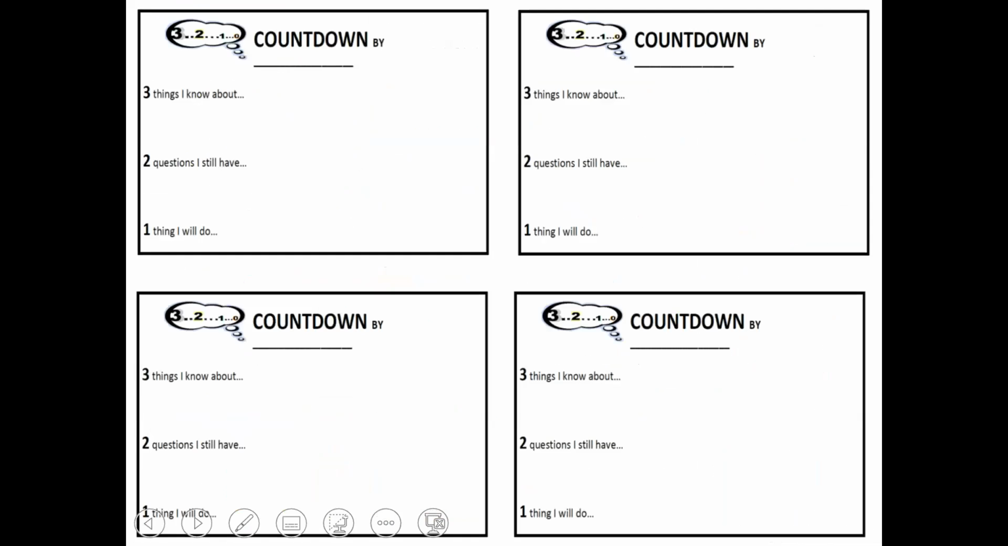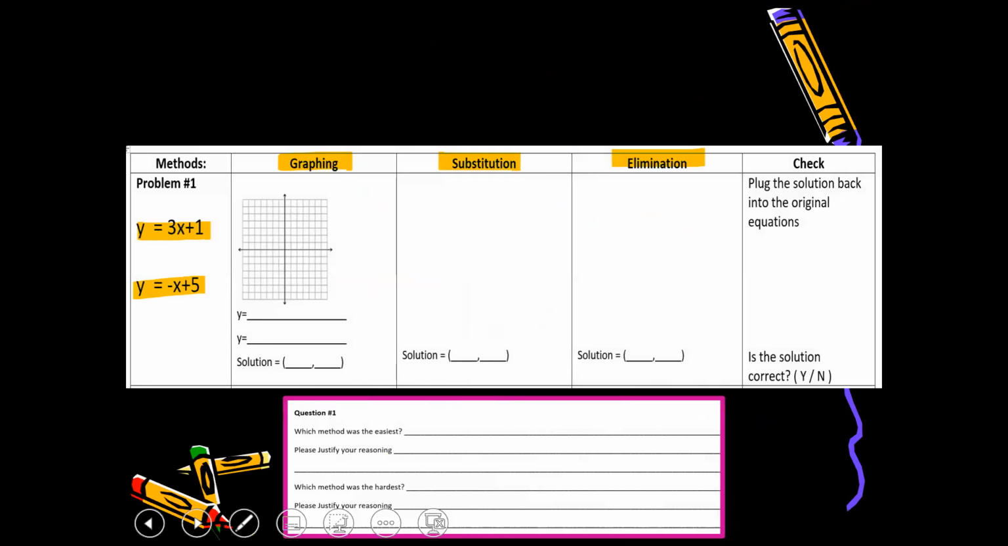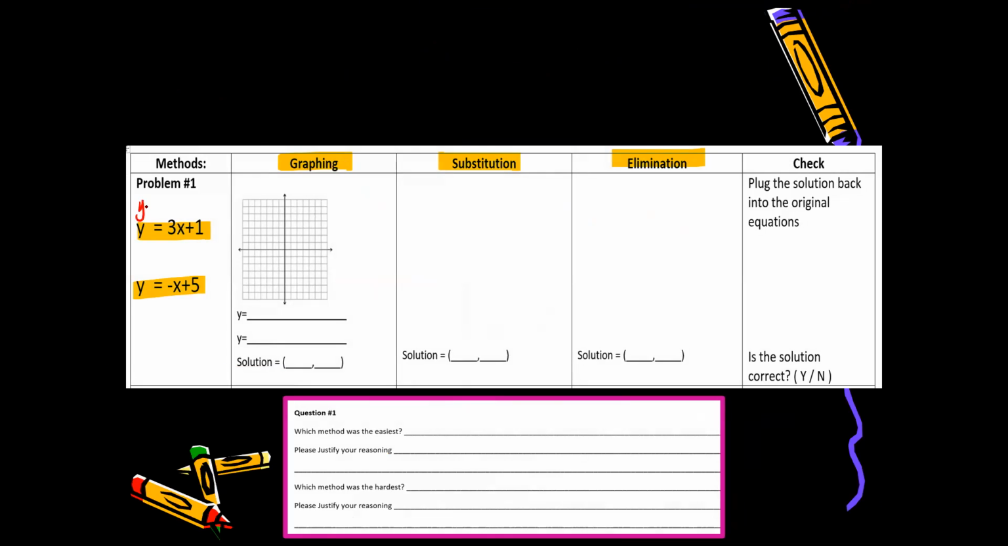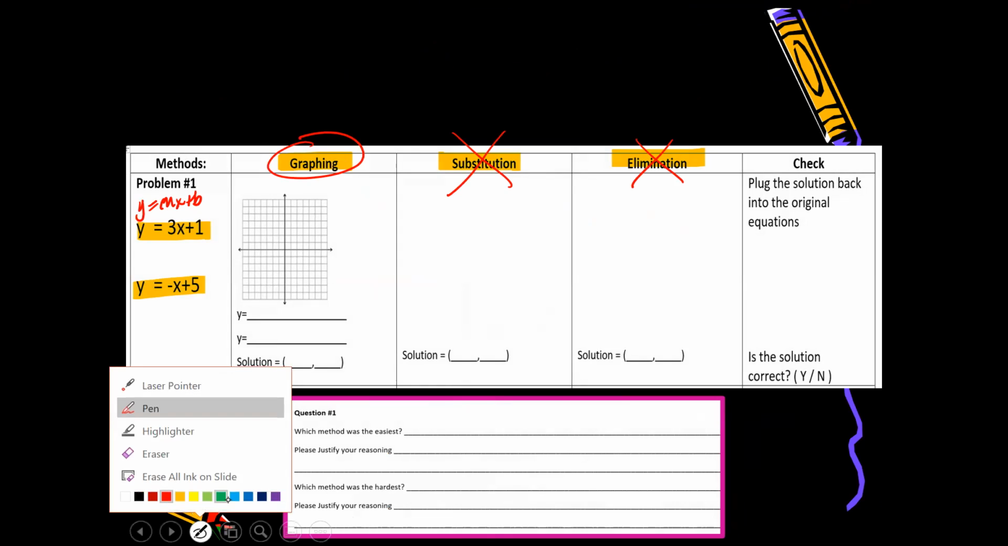All right, let's go ahead and go to the notes today. Let's take a look at the first question. Here you see how it's y equals mx plus b. So both equations are in y-intercept form. You want to do this one by graphing. You don't want to substitute and you don't want to eliminate. So let's go ahead and do that.